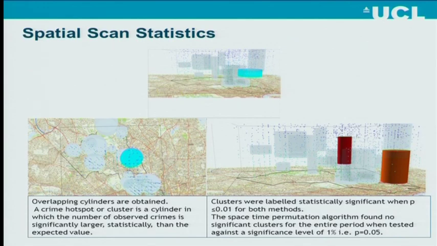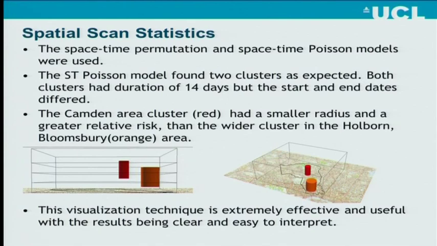The space-time permutation model, unfortunately, didn't find very useful results, but the Poisson model found just what we expected from the kernel density estimation. We see a hotspot here in Holborn as well as in Camden Town. Both of them have a duration of 2 weeks, but their start times and end times are different. We will also see that the hotspot in Camden has a greater relative risk, and that's why it's in red, and the one in Holborn is more dispersed, as we saw, and a lower relative risk. So that basically says that.